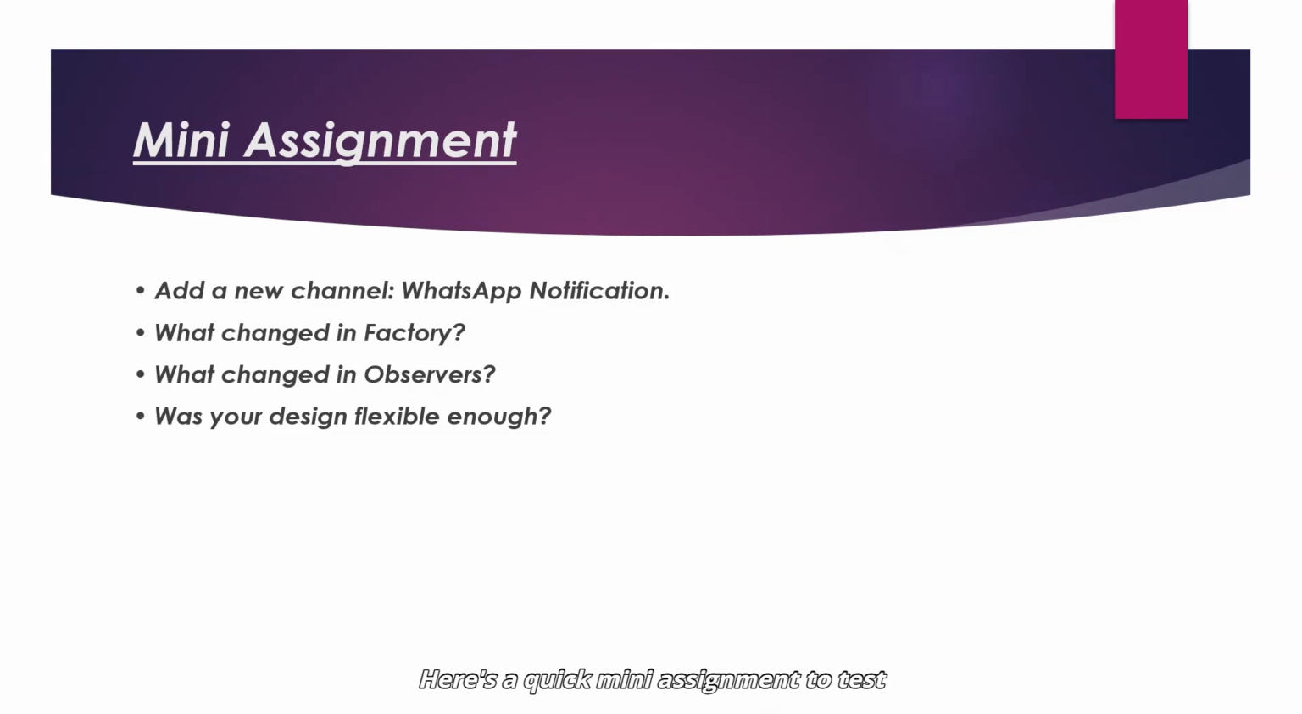Here's a quick mini assignment to test your design. Add a new channel, WhatsApp notifications, into your system. Observe, did you need to change existing classes or could you simply add new ones? How easy was it to update your factory? Were your observers able to handle the new type cleanly? This exercise will reveal if your design is truly flexible and extensible or if it needs further refinement.